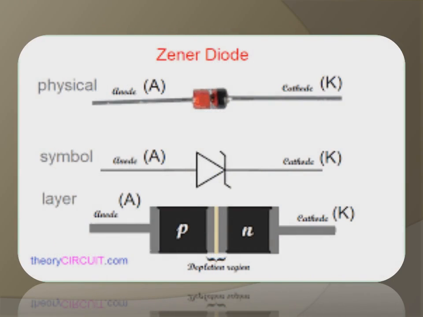This is the image of the Zener diode, where anode and cathode are the two terminals, and the symbol is represented as shown. This is a doped p-n junction. If it is heavily doped, it conducts in the reverse junction mode. So this is the image of a Zener diode.